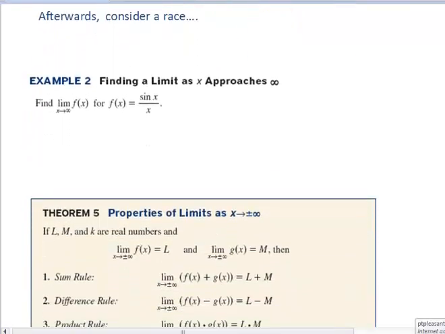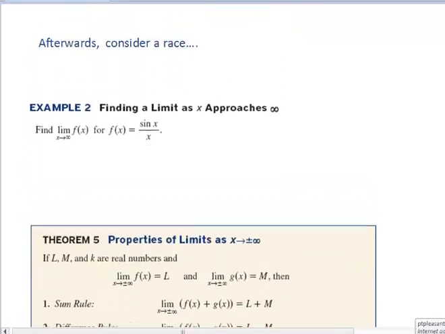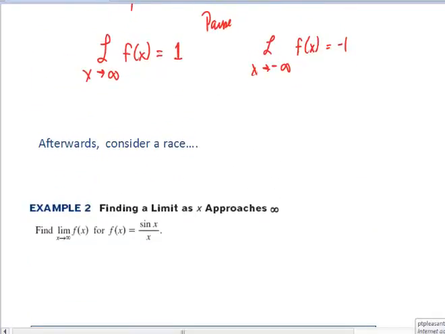The next example that we had was this quotient again, but in this case we were considering the limit as x goes to infinity, instead of x going to 0, for sine of x over x. And this forced us to have a discussion about what's called the sandwich theorem.